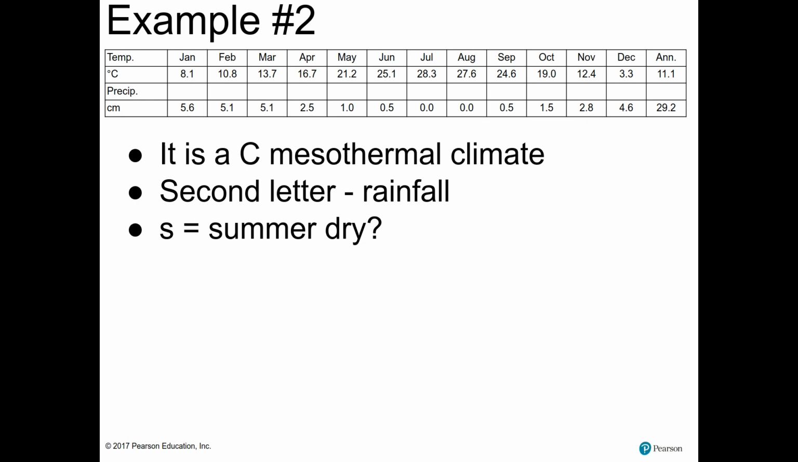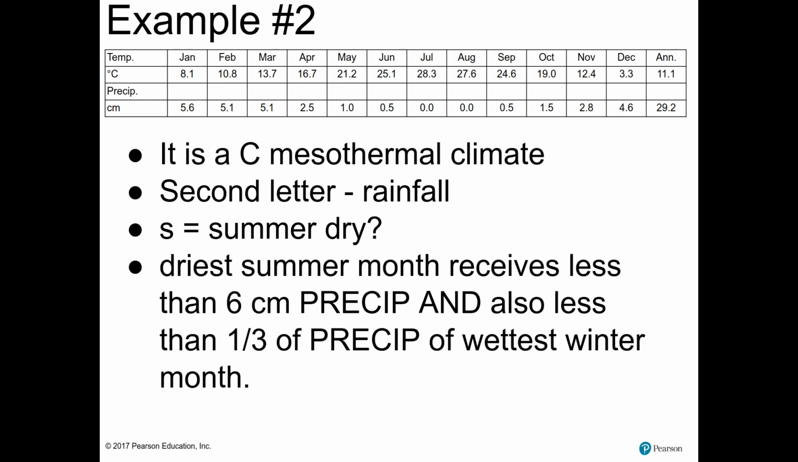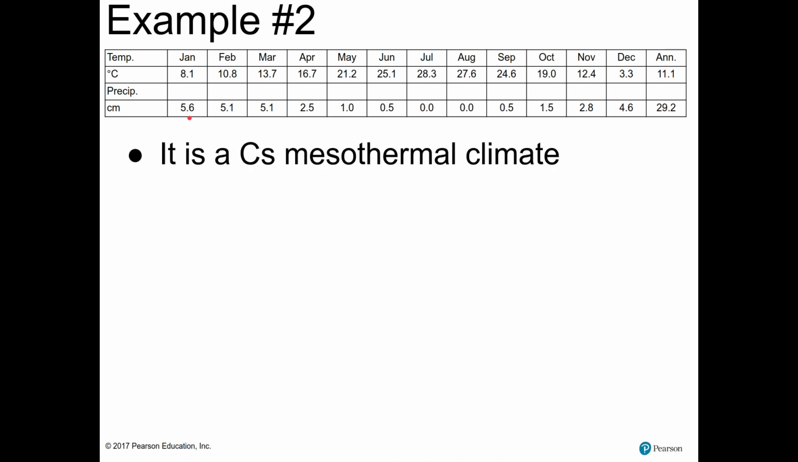So the second letter, rainfall, summer dry. The driest summer month receives less than 6 centimeters precip. It looks like they have 2 months that get nothing. So 0 is less than 6, and 0 is less than 1/3 of the wettest winter month, which looks like January with 5.6 centimeters. So it's some sort of CS climate. It's a CS mesothermal summer dry climate.